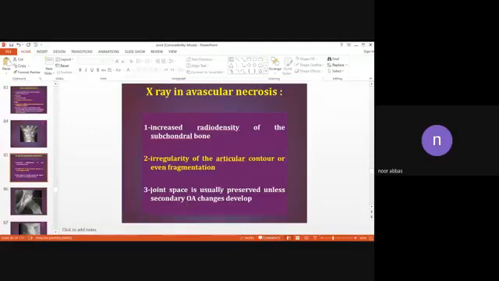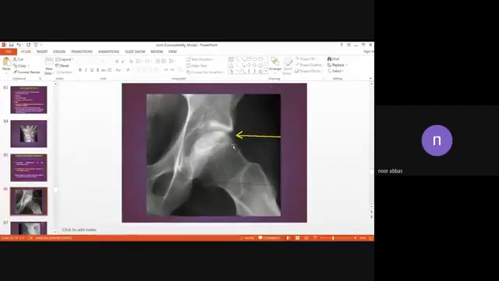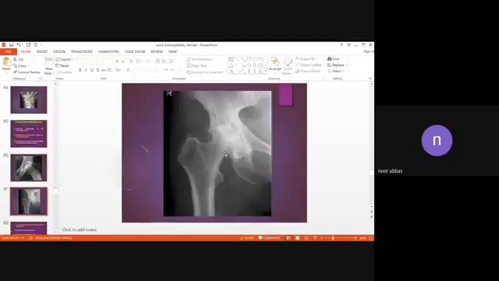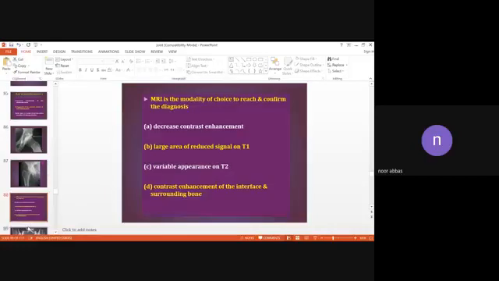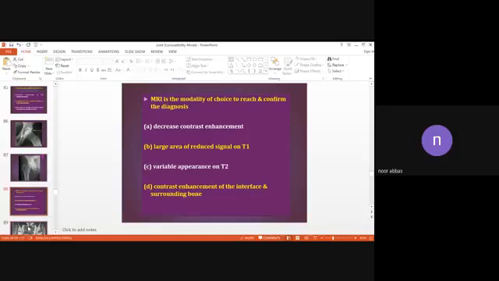Joint space is usually preserved, as we said, because it is not really an arthritis, but involvement of the bone adjacent to the joint. Joint space is generally preserved unless there is development of superimposed OA, as OA will be superimposed on any type of joint pathology. This is an example of avascular necrosis of the femoral head, seen as an area of patchy sclerosis involving the left femoral head. The end stage of avascular necrosis is the formation of secondary degenerative bone disease with joint space narrowing and osteophyte formation, and the resultant impairment of function.